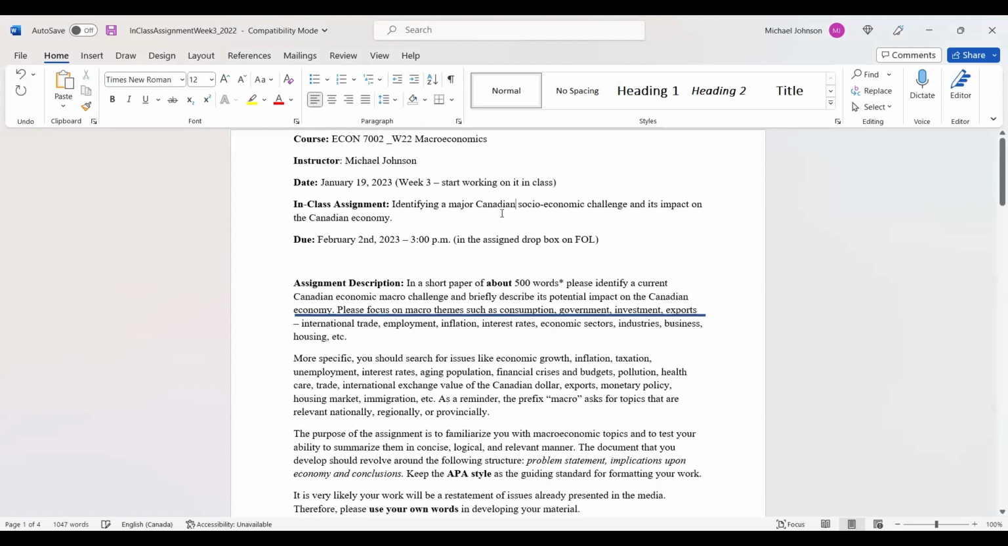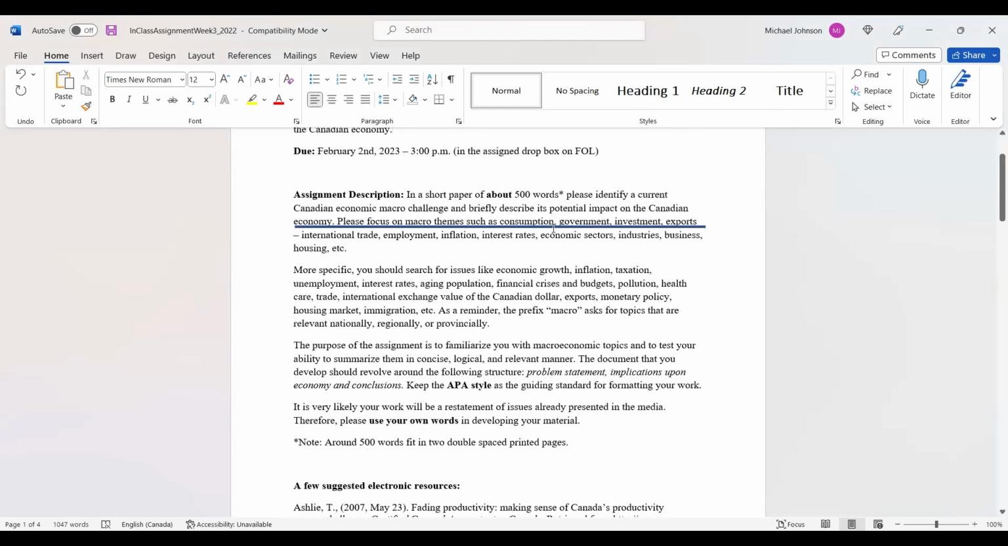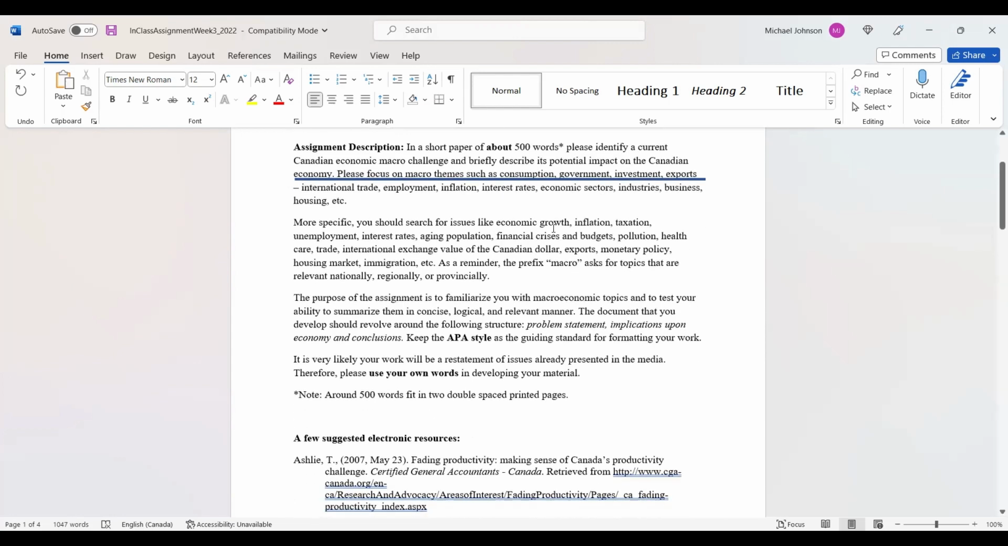The assignment starts today. You'll have until February 2nd. You're going to have to identify a major Canadian socioeconomic challenge and its impact on the Canadian economy. So write a short paper, about 500 words, about a current Canadian economic macro challenge, and then describe its potential impact on the Canadian economy. So focus on macro themes such as consumption, government, investment, exports, international trade, employment, inflation, interest rates, economic sectors, industries, business, housing, etc. So use issues like economic growth, inflation, taxation, unemployment rate, interest rates, aging population, financial crises and budgets, pollution, healthcare, and all those other issues that are stated. So anything that is national, regional, or provincial.